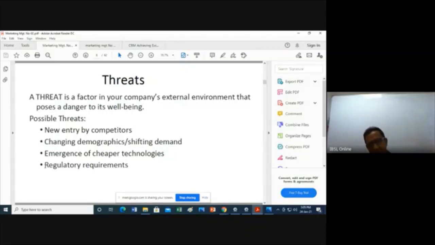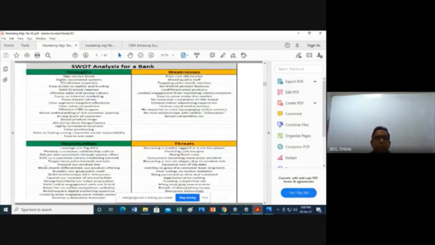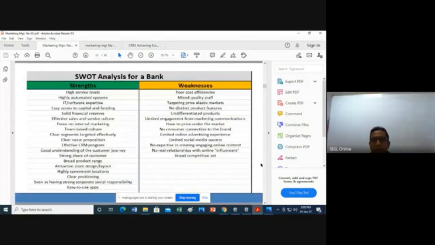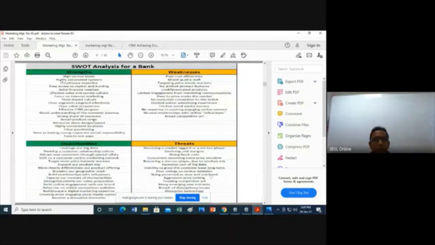So in this SWOT analysis exercise, you try to understand the threats that can come and the opportunities that can emerge for a company. Now, let's look at SWOT analysis for a bank.